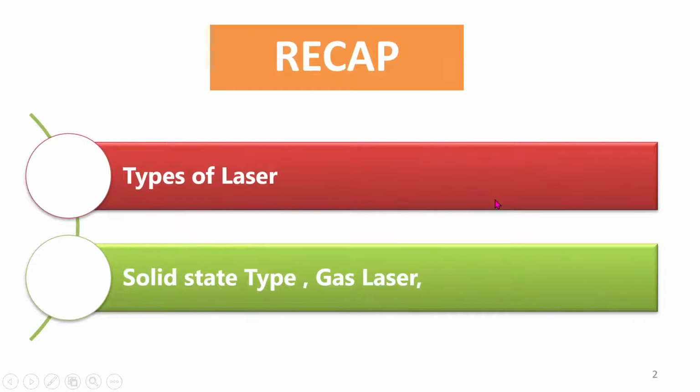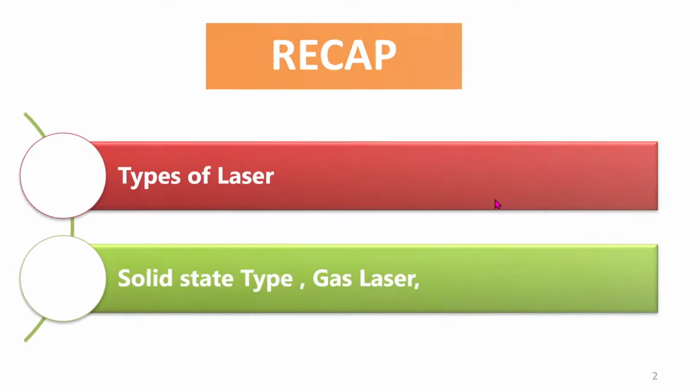Friends, on this chapter I have taken two lectures, and in the previous lecture we have seen the different types of the lasers, that is the classification of the lasers, and two types of the lasers, such as the solid state type laser, in which we have seen the ruby laser, and the second type is the gas laser, in which we have seen the helium neon laser.